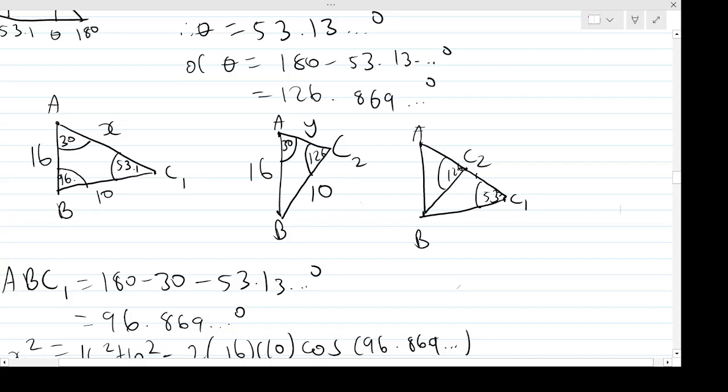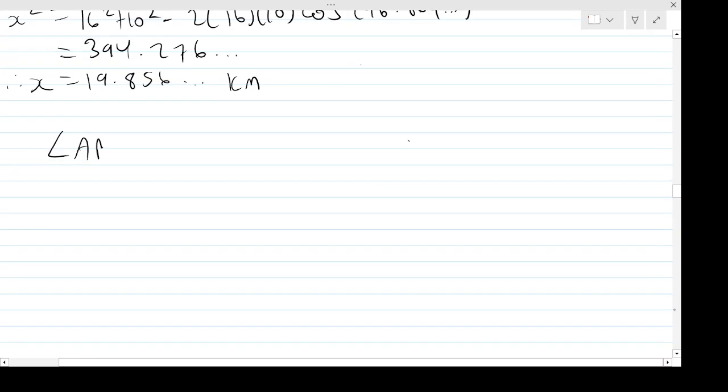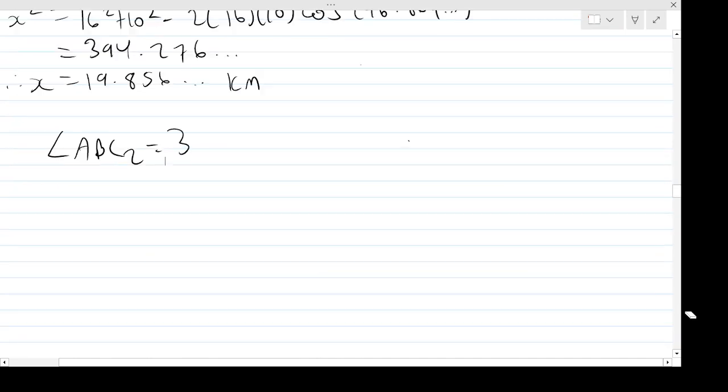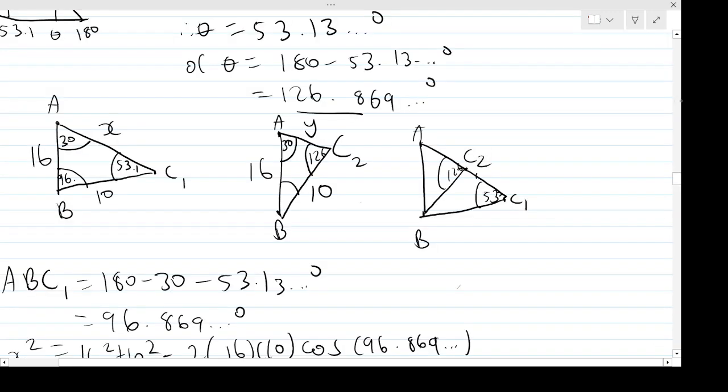Right. And so I can then do a very similar process to find the length y here. So I can use the cosine rule again because I've got all three sides. So I need to work out this angle firstly, as it's opposite that length y. But I can just do 180 take away the other two angles. So if I do the angle ABC2, which is that angle at B here, it's going to be 180 take away the 30, take away the other angle, which was this 126 here.